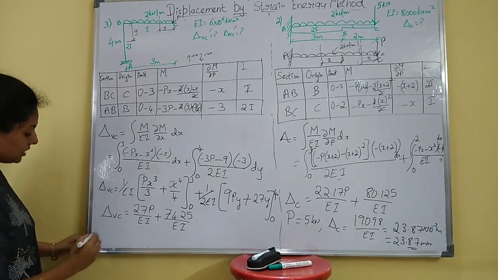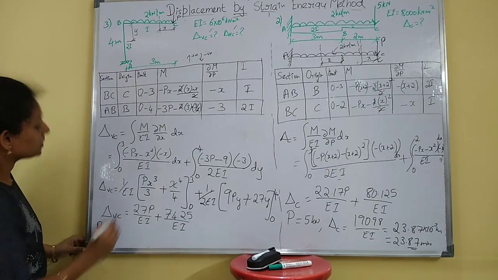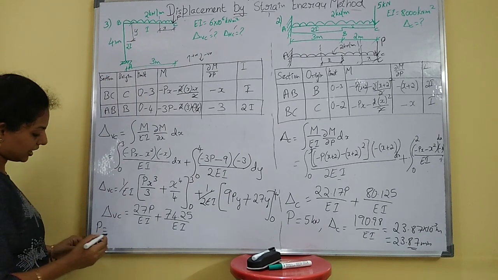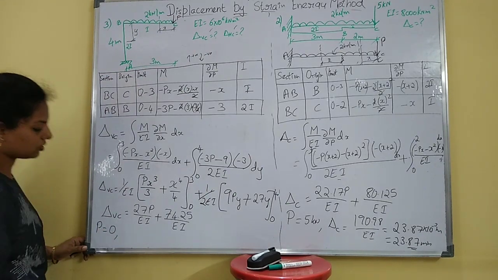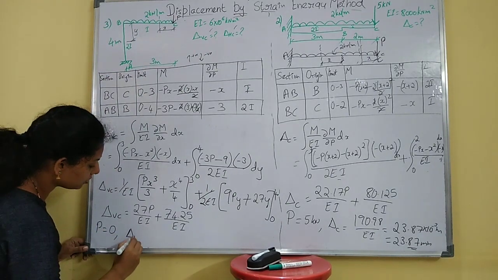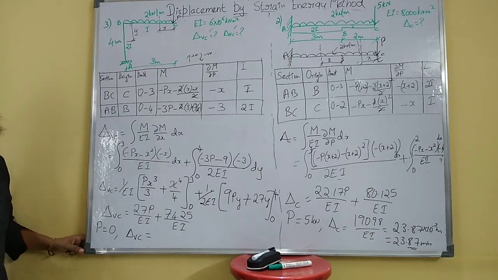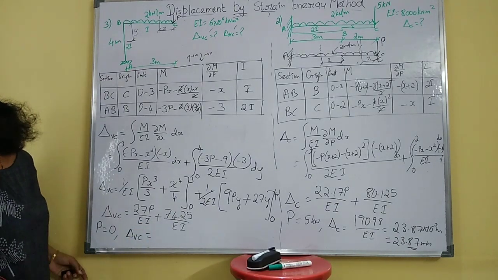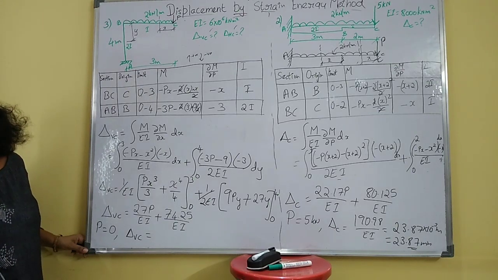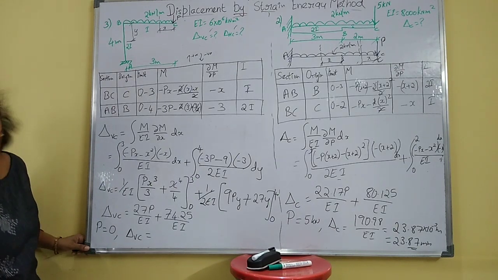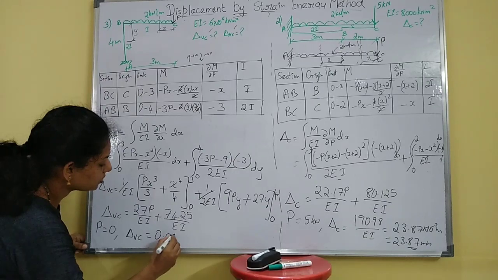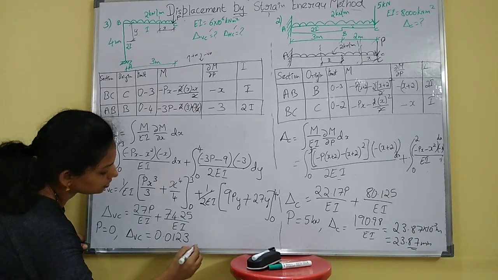Now for delta Vc, there is no other load actually in the question, so P equals 0. Substitute P equal to 0 and substitute EI. You have the final value 0.0123, 0.0123.